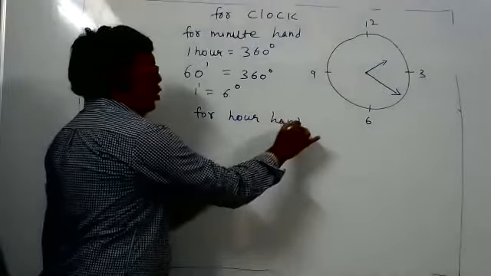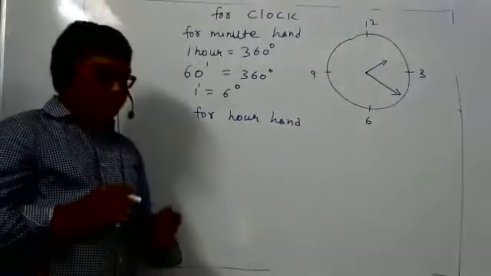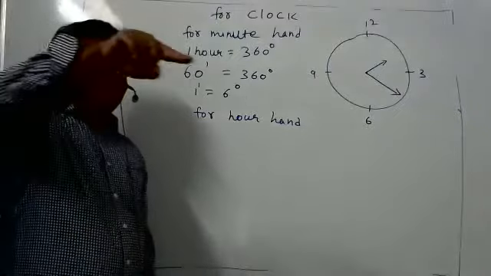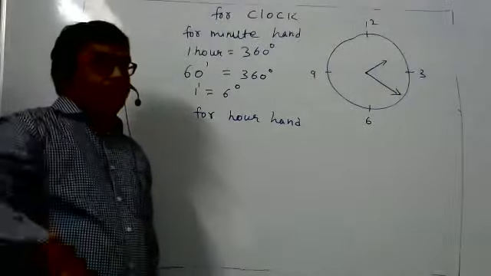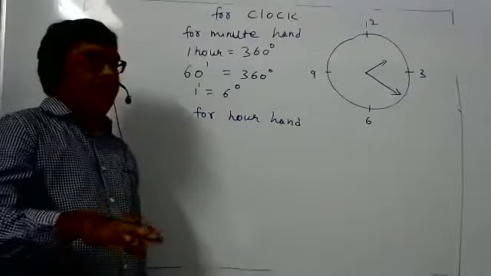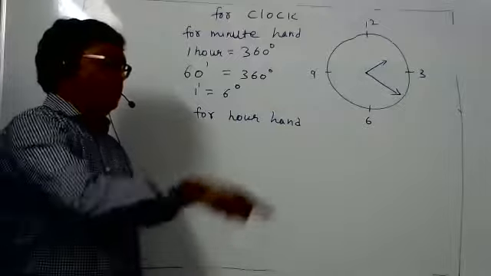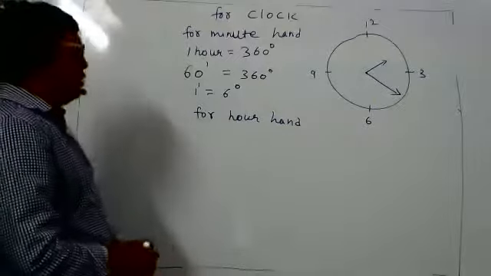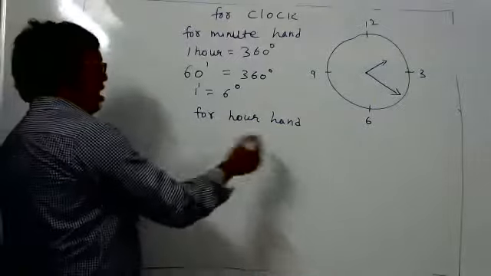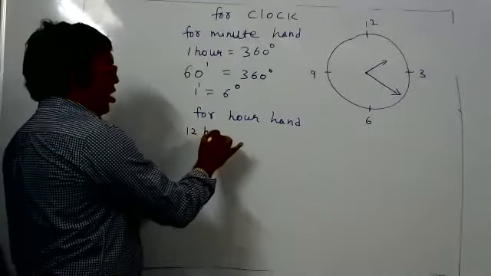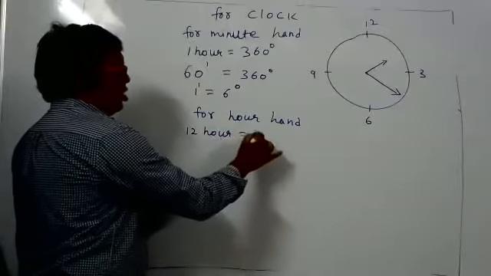Now the hour hand. You know the hour hand also, we have studied all this in lower classes. The hour hand will complete one revolution, or one rotation, in how many hours? 12 hours. For the hour hand, in 12 hours it will rotate through 360 degrees.